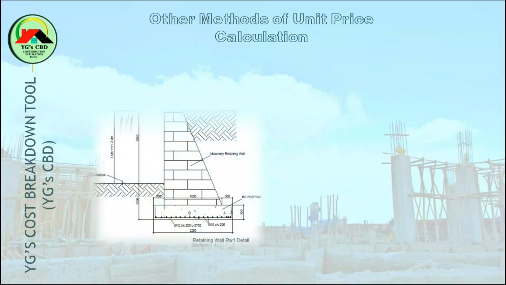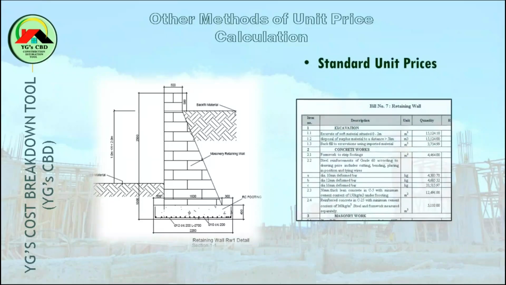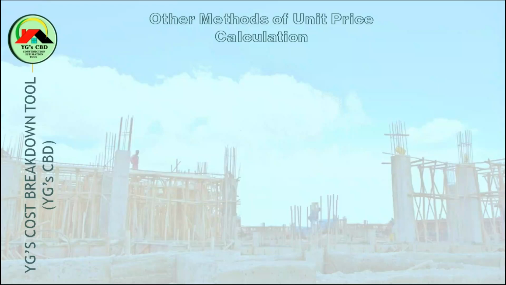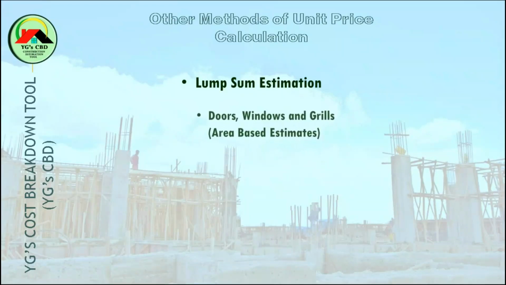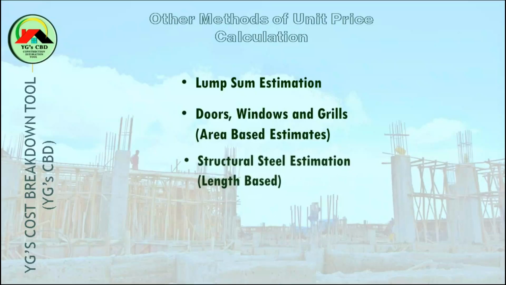Some other methods of unit price calculation. In the previous video about tender pricing of a retaining wall project, we had focused on preparation of standard unit prices for commonly found work items and organizing them according to the tender BOQ. In this video, we will see alternative methods of unit price calculation, including lump sum estimation, estimating based on area for items such as doors, windows, and grills, estimating different structural steel sections based on length, and combining two or more unit prices into a single rate.